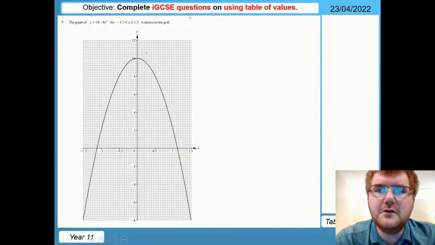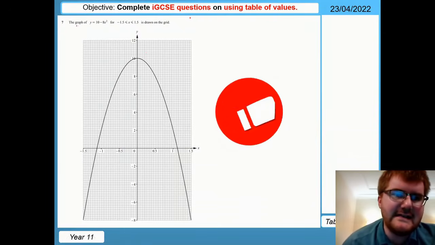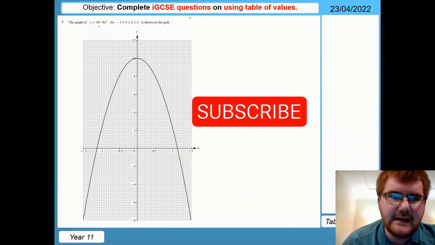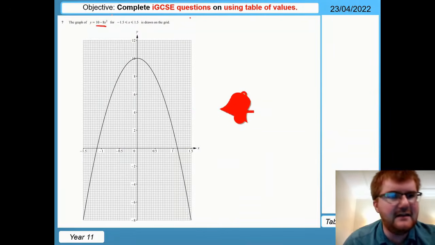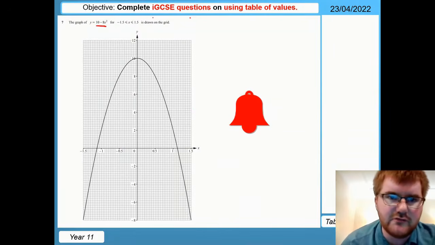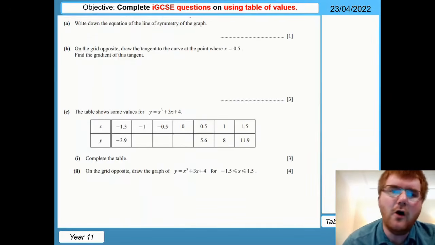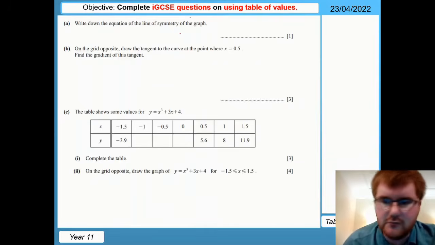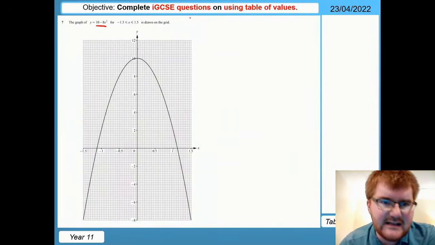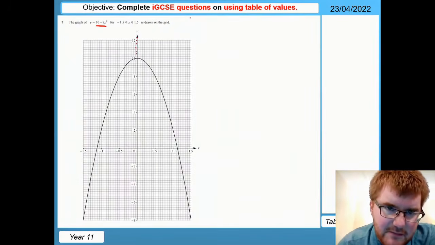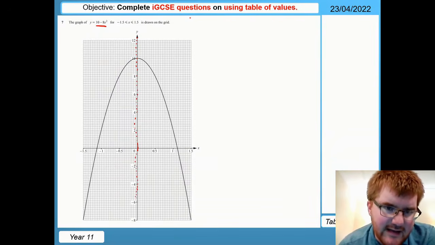Okay, and on to question 7. So we have a negative quadratic here, y equals 10 minus 8x squared. Anything with ax squared in we call a quadratic. And the first thing we need to do is identify the line of symmetry of the graph. Now I think most of us can see this straight away, that the line down the middle would be the line that splits the curve into 2 equal parts. The tricky part is actually identifying the name of this line.